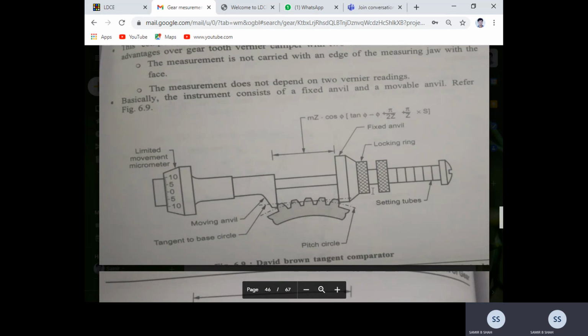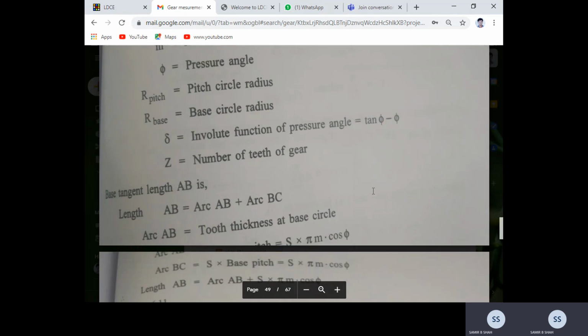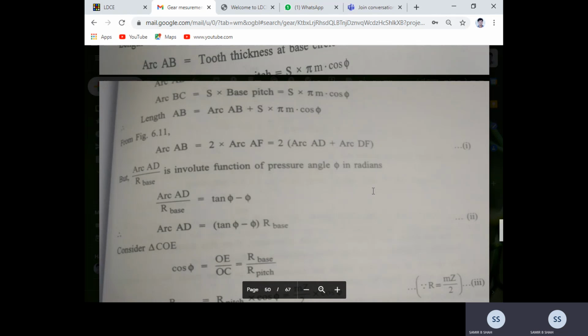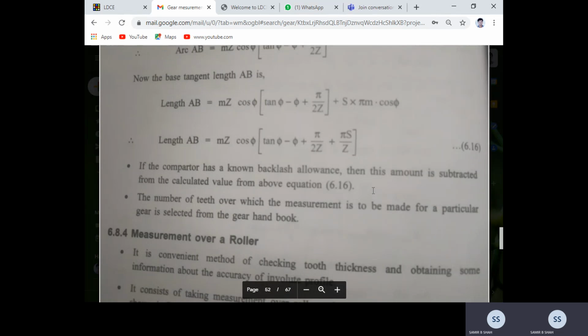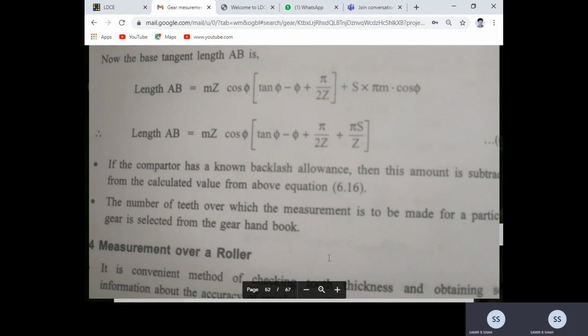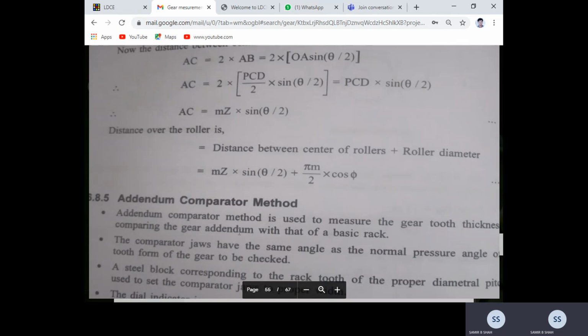Now, today we start the last method, that is the rolling test. This method is the most commonly used test under production conditions to measure the variation in center distance between two gears. Whenever we have to measure the distance between two gears, we prefer the rolling test method. This test requires less time and gives quite accurate results, so we prefer this test method.